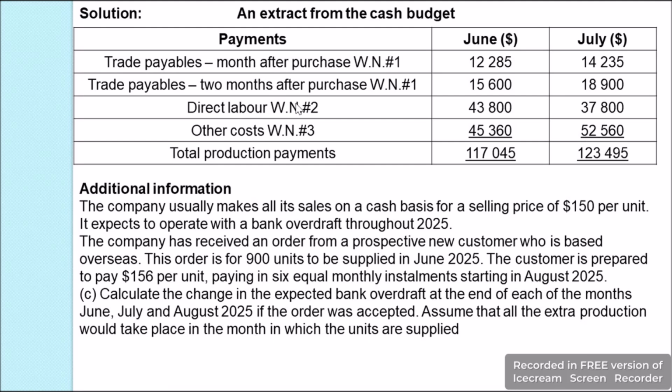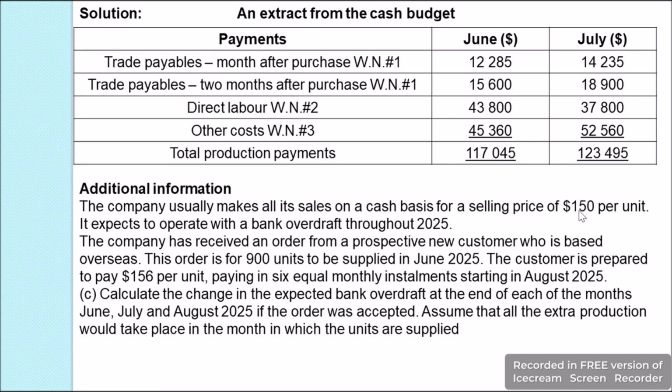Then the direct labors which we have calculated in the second working notes. For June it is $43,800 and for July it is $37,800. Other costs which we have calculated in the third working notes. For June it is $45,360 and for July it is $52,560. When we total up for the month of June, we get the total payments as $117,045, and for July when we total this up, it is $123,495.